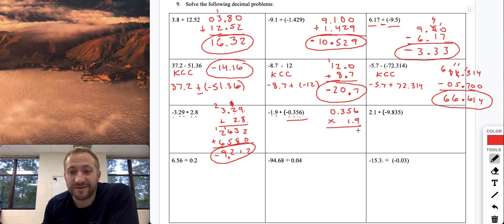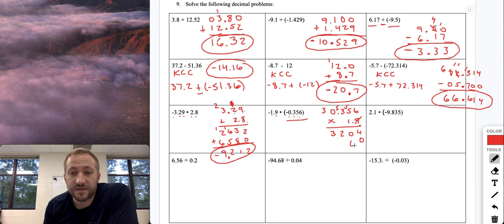9 times 6, that gives me 54. Carry the 5. 9 times 5 gives me 45. Plus 5 gives me 50. Carry the 5. 9 times 3, that gives me 27. Plus 5 gives me 32. 9 times 0 is 0. Plus 3. And now look, I'm no longer dealing with the 9. Instead, I'm moving over to the 1. So I'm going to put a 0 in that place and move over to the 1.